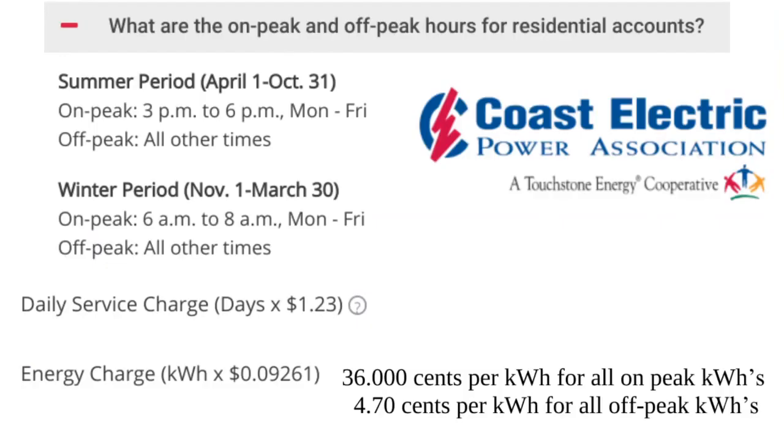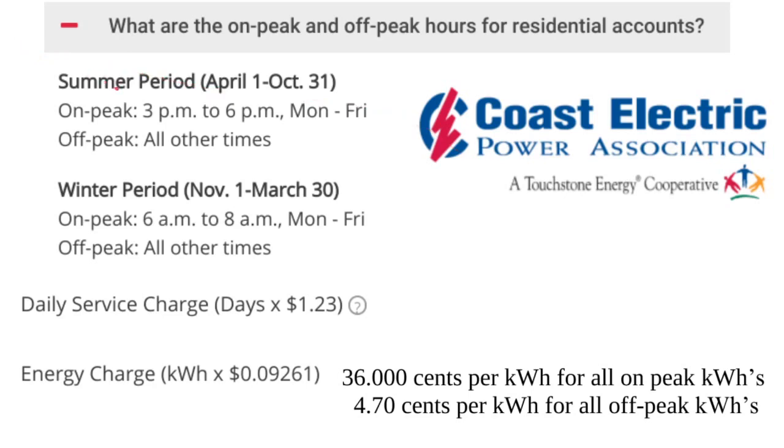Anyway, I just moved apartments, and I was taking a look at different rate structures. And even though my electric cooperative does not have a very good solar policy, they have a pretty interesting time of day rate structure.